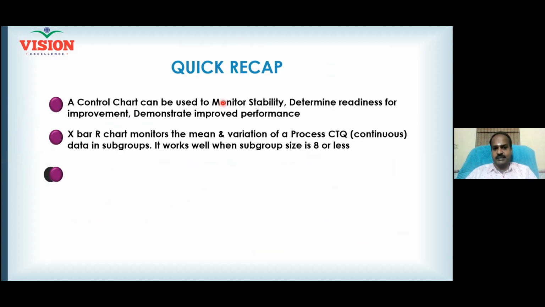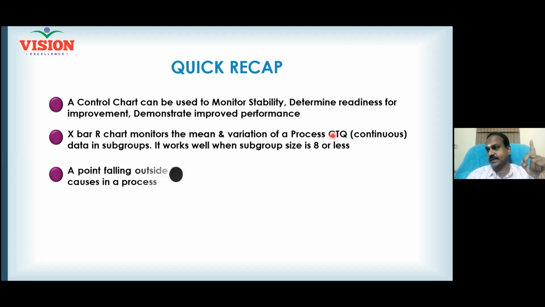X bar R chart monitors the mean and variation of a process CTQ data in subgroups. It works well when subgroup size is 8 or less. See, X bar R chart is used for continuous data. You must prefer to plot X bar R chart if the subgroup size is 8 or less. In our problem, what is the subgroup size? 5. Right. It is less than 8. When it is more than 8, you must plot X bar S chart. If the subgroup size is only 1, then you must plot IMR chart, right?